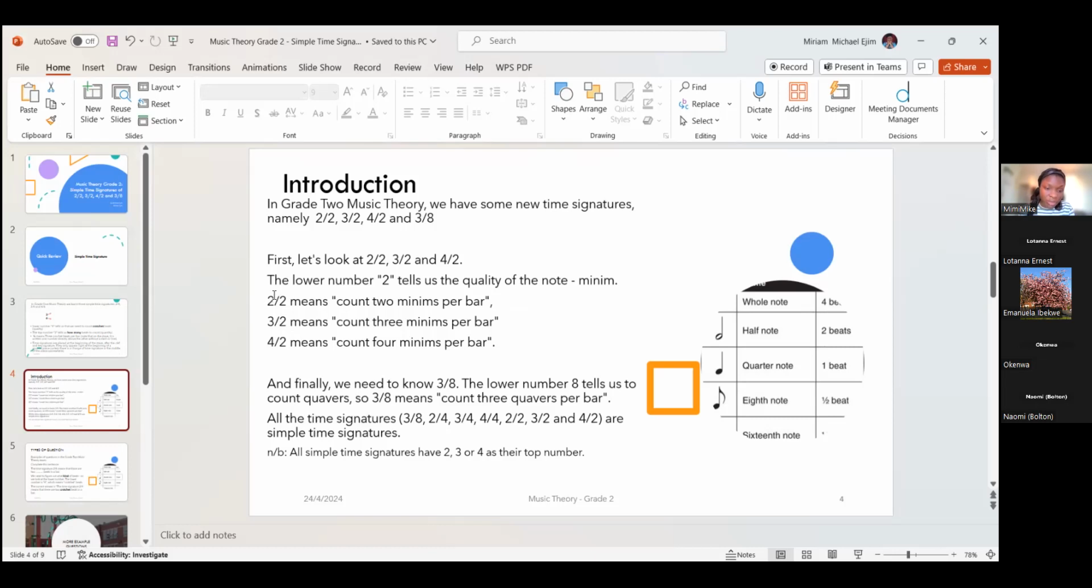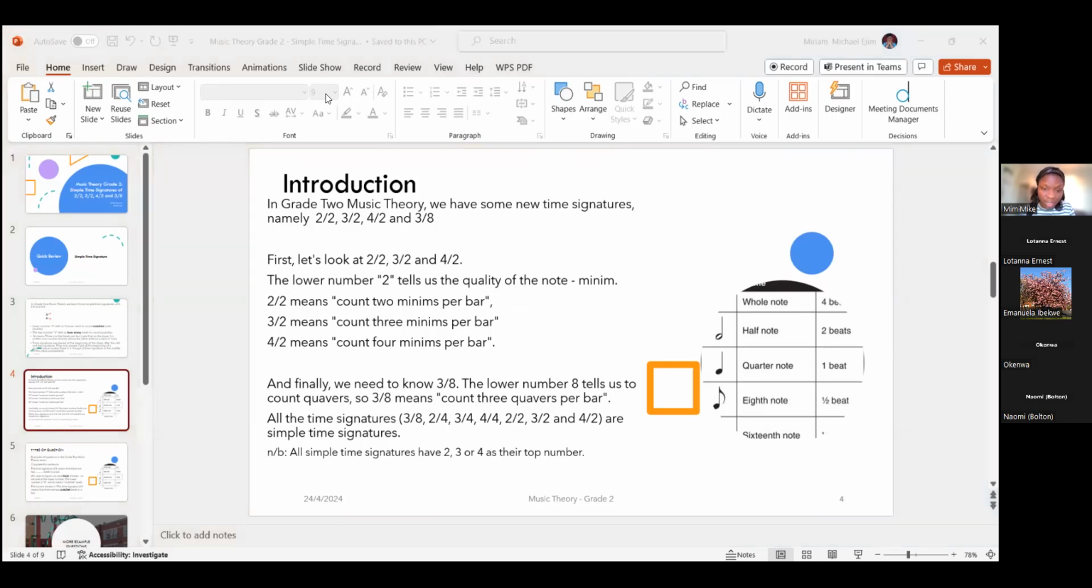I just want you to know that 2/2 also has a symbol, just as 4/4 has a symbol. I don't know how many of us remember what the other symbol for 4/4 is. You can use the charts so that it is more interactive.